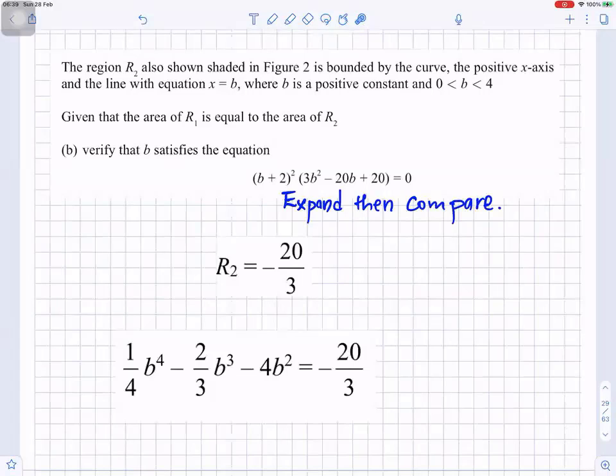Part 8b: the region R2, also shown shaded in figure 2, is bounded by the curve, the positive x-axis, and the line with equation x equals b, where b is a positive constant. Part B says verify that b satisfies this equation. So what you want to do, you want to expand and then you compare. And we know that R2 is minus 20 over 3.